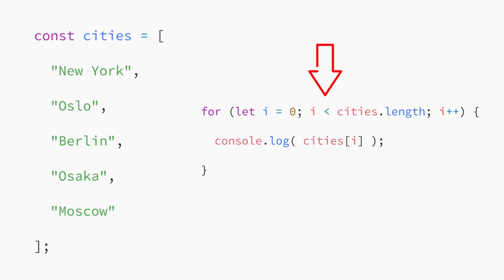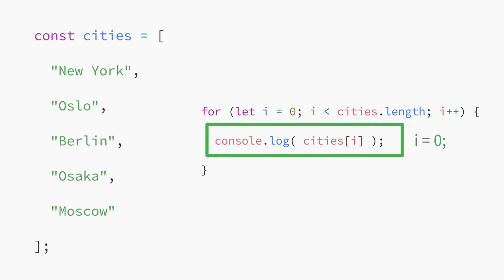The for loop condition checks if i, the counter, is less than cities.length. In other words, is 0 less than 5? Yes, it is. So the loop runs. Remember, to access an element inside an array, you type the name of the array followed by square brackets, and between the brackets, include the element's index value. In this first loop iteration, the value of i is 0, so the program logs the element at index position 0. In this case, it's New York.